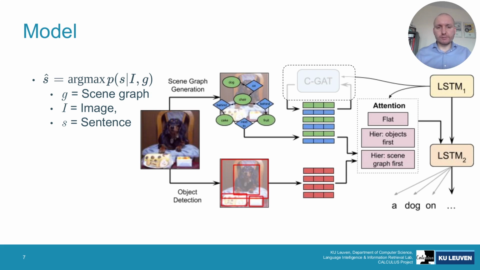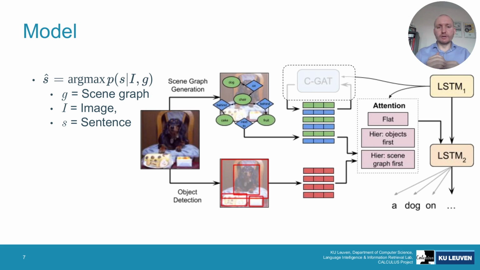To use these features in our captioning model, we need some kind of mechanism that combines these. So we propose here several attention mechanisms. The first one is flat attention, where we simply take the two sets of features and concatenate them together, and we attend over them. A second method is to do a hierarchical attention. So first, for instance, we take an attention over the objects, the red boxes, and by doing this, we find one important object feature, and then we can use this to make a selection over the scene graph features, to do a second selection there. And then these both are fed to the language generation model.